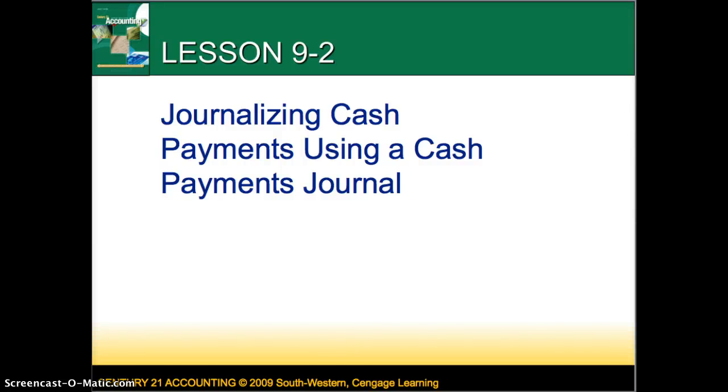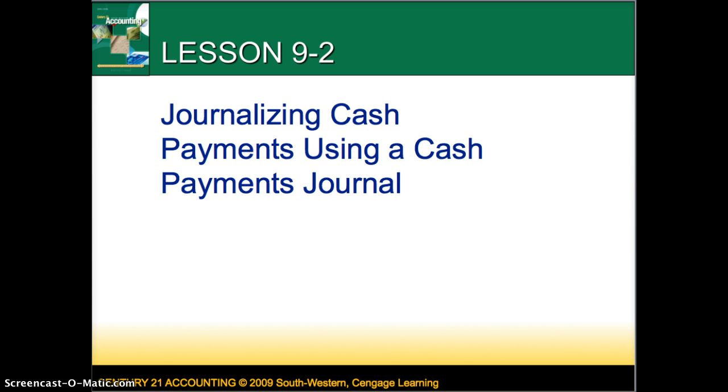This is Lecture 9.2, Journalizing Cash Payments Using a Cash Payments Journal. This is found on page 242 of your book. This is kind of the same thing that we did in our last section with a purchasing journal, but now we are going to journalize cash payments in a special journal as well.